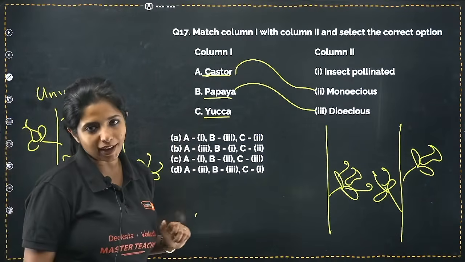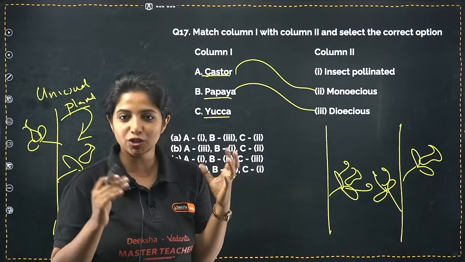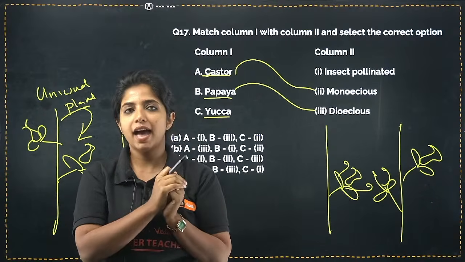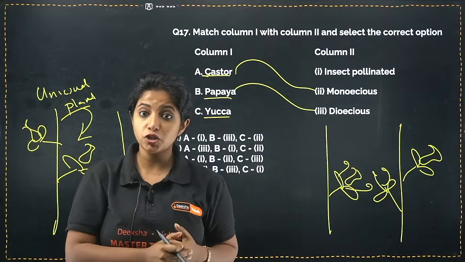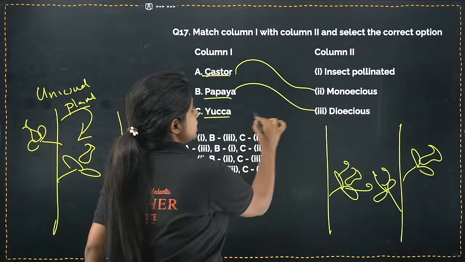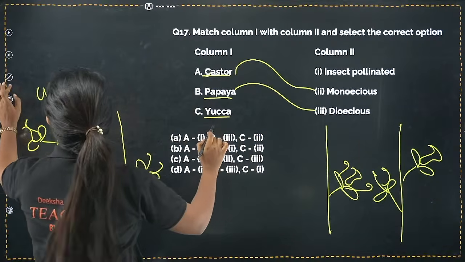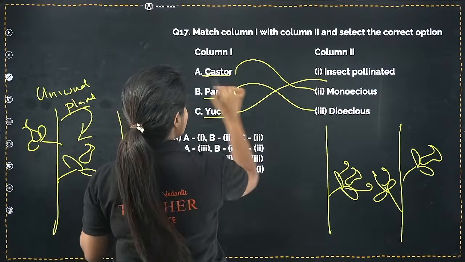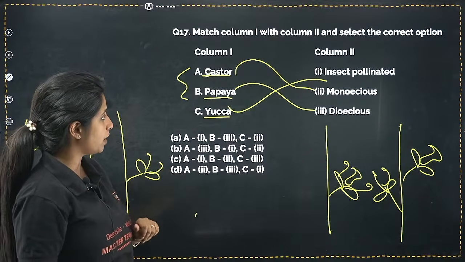Now what about yucca? Yucca, you know, yucca and the moth story you have studied. Yucca is basically a plant, and the moth is something that helps in the pollination of yucca plant, right? So it is insect pollinated. It is going to be what? Insect pollinated. Now suppose I am a person who have no idea about castor and papaya. Still can I try to find the answer?